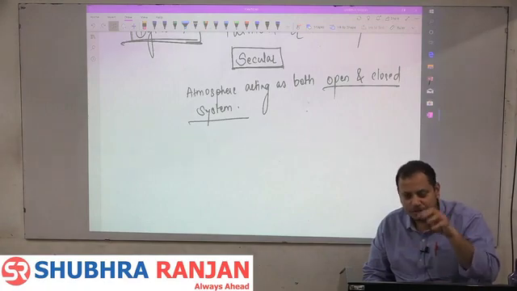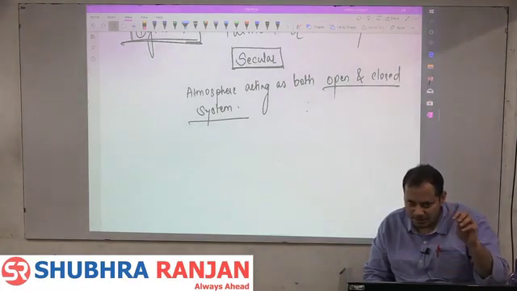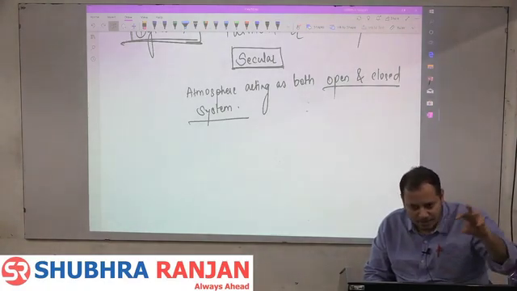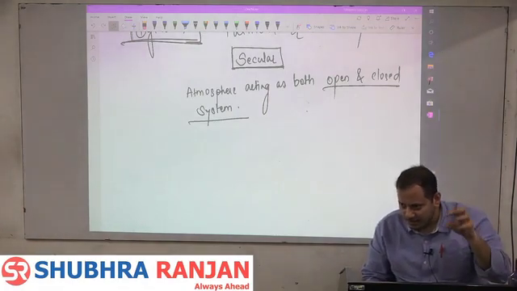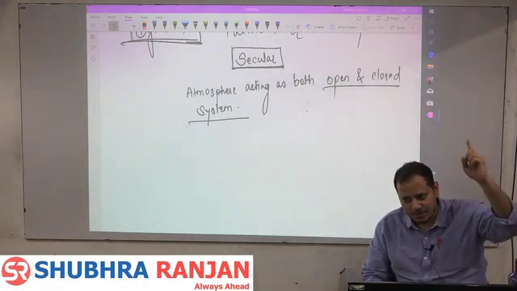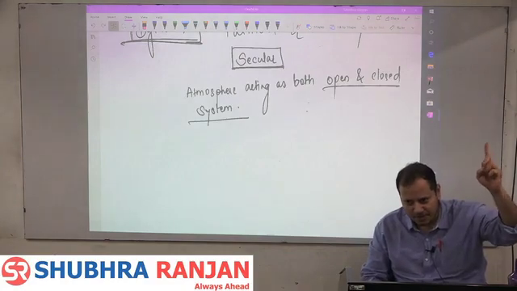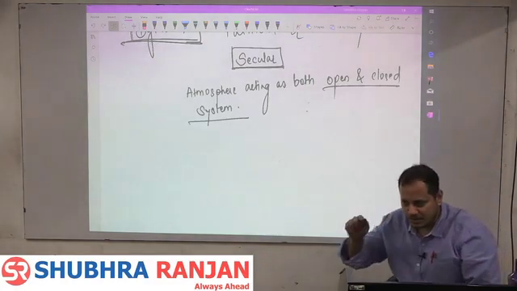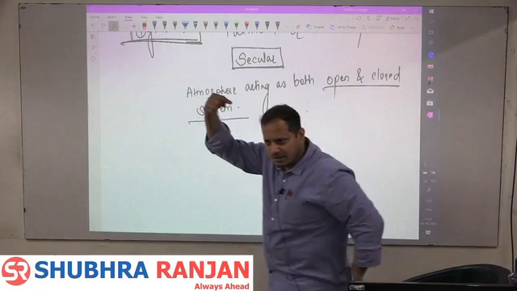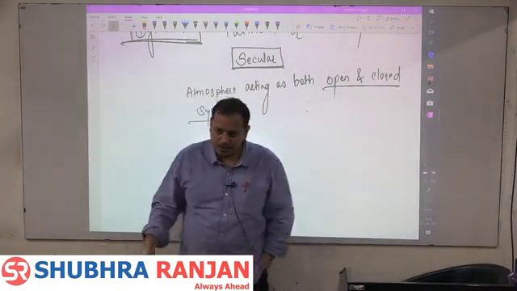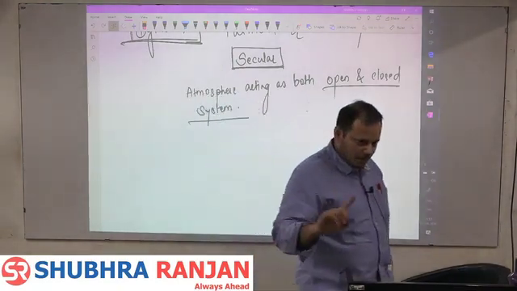But suppose a meteor comes and hits the earth and because of that there is a volcanic eruption, or there is a variation in the orbit of the earth, then it will become an open system. That is caused because of the outside. Understanding? Open and closed system. Open system means there is interaction with the outside environment. Closed system means there is no interaction with the outside environment.